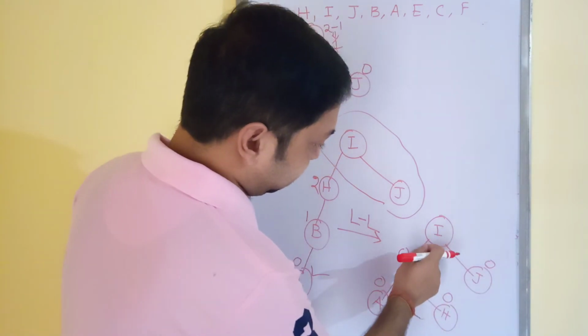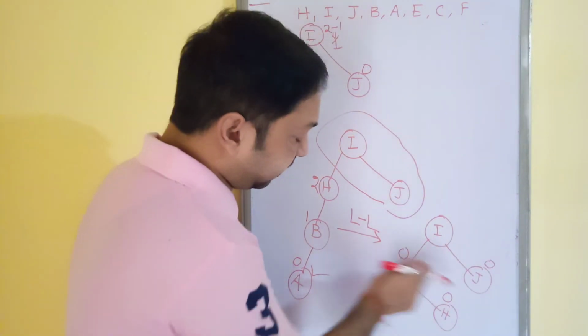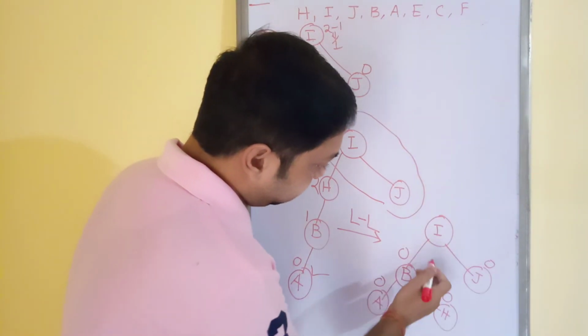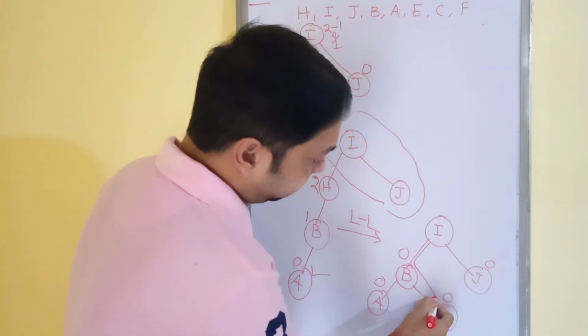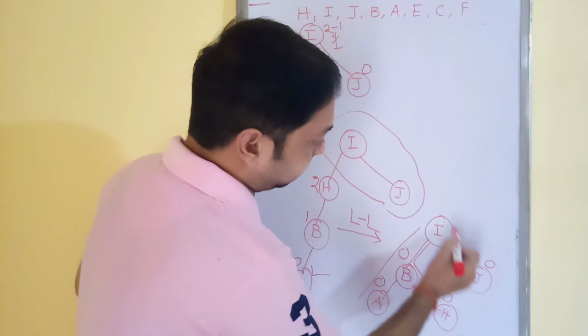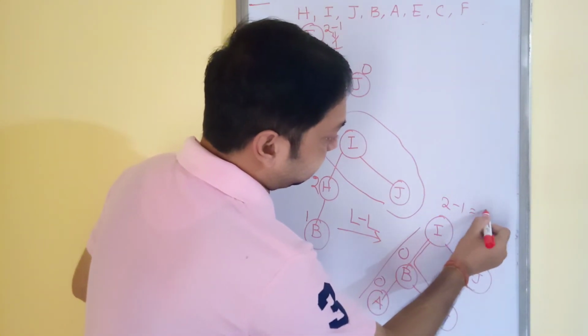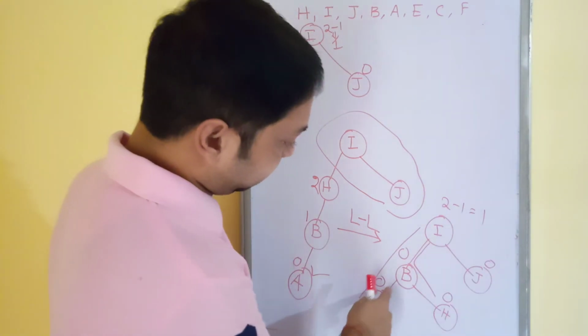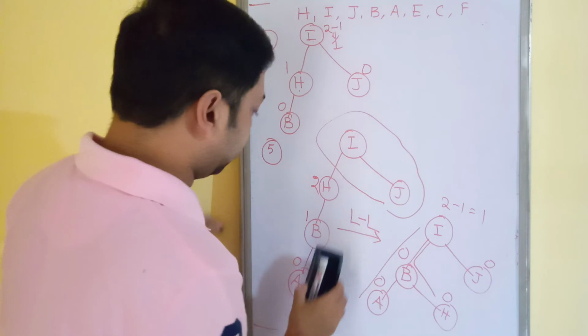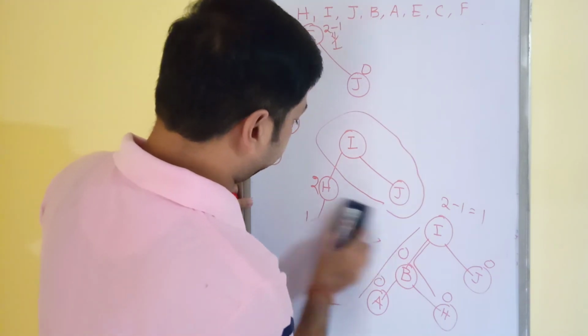Now this one. Whenever there is more than one path, consider the longest path. So this is 2, again this is 2. Once you consider this path, the length is 2. Once you consider this path, the length is 2. So 2 minus 1, that is 1. So now see 0, 0, 0, 0, 1. So that is a balanced one. So now we'll move to the next part. So step number 6.